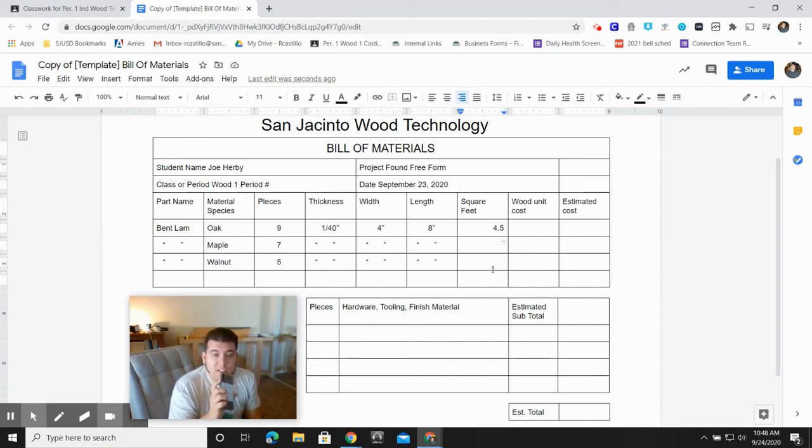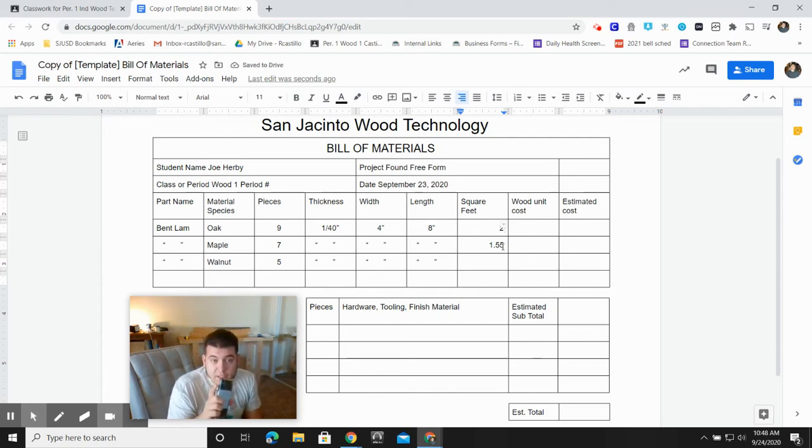7 times 4 times 8 divided by 144. That doesn't make any sense. 9 times 4 times 8 divided by 144. Oops, I made a mistake, guys. Go back and make sure that you change that. It's 2 square feet. I don't know exactly how I did that. And then we'll go ahead and do the walnut.